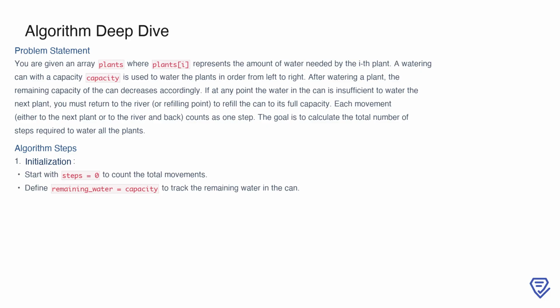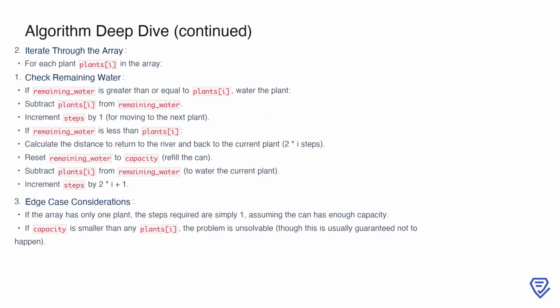To solve this, we start by initializing 2 variables, steps, which will keep track of the total movements, and remaining_water, which represents the current amount of water left in the can, initially set to the given capacity. The algorithm proceeds by iterating through the plants array. For each plant, we first check if there is enough water in the can to water it.